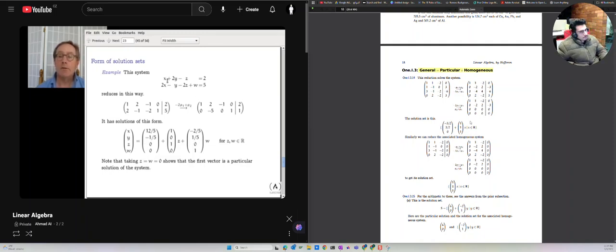If you plug in 12/5 for x and minus 1/5 for y and 0 for z and 0 for w, you'll get 2. And if you plug in 12/5 for x and minus 1/5 for y and 0 for z and 0 for w, you'll get 5. So this one here is a particular solution of the linear system. So we can understand this solution set in some way by understanding the parts, and we're starting off by understanding the very first part, the vector of constants.